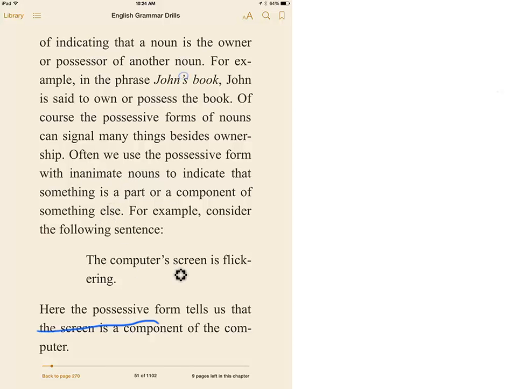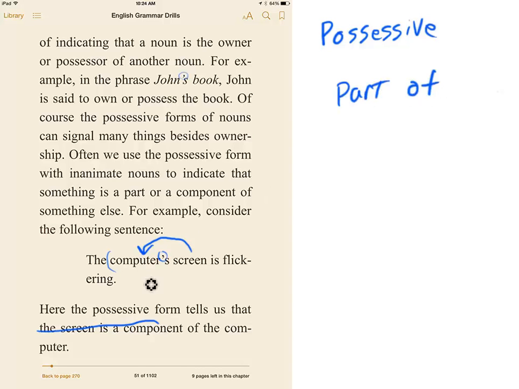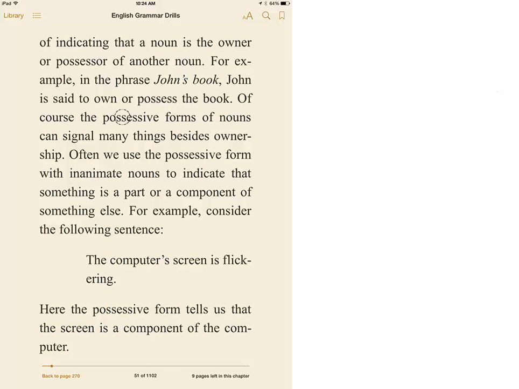Often we use the possessive form with inanimate nouns, which means things that are not human or animals, to indicate that something is a part of something else or a component of something else, okay? So the computer screen, obviously a computer cannot own anything. So obviously that's silly. But we use the possessive here to say that the screen is part of the computer. So that's what possession is. When we use it with nouns in English, it's either ownership if it's an animal or a person that the noun is referring to, or it means a part of something. All right, so we're going to go through here and find out how to properly use possessives and to show possessives.